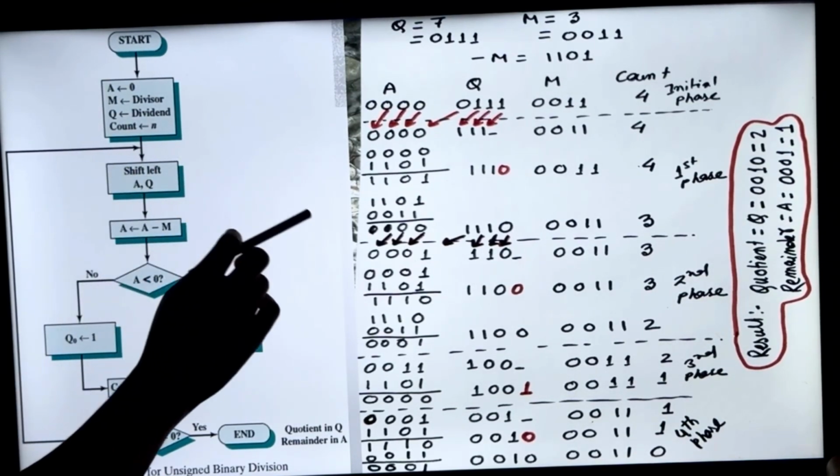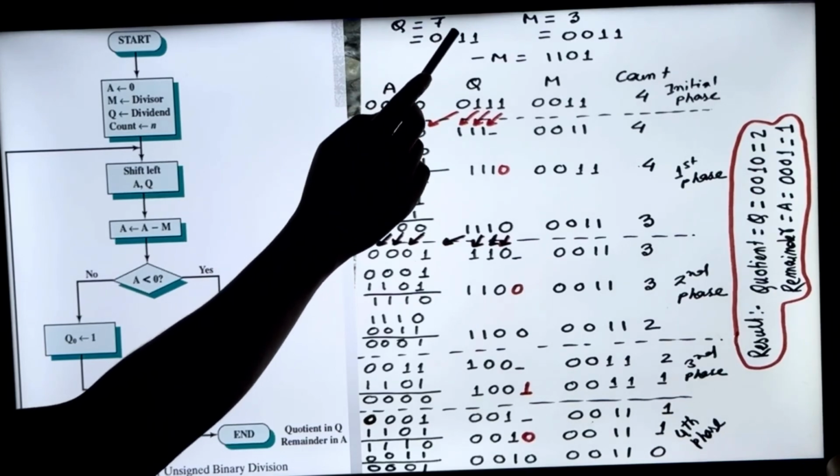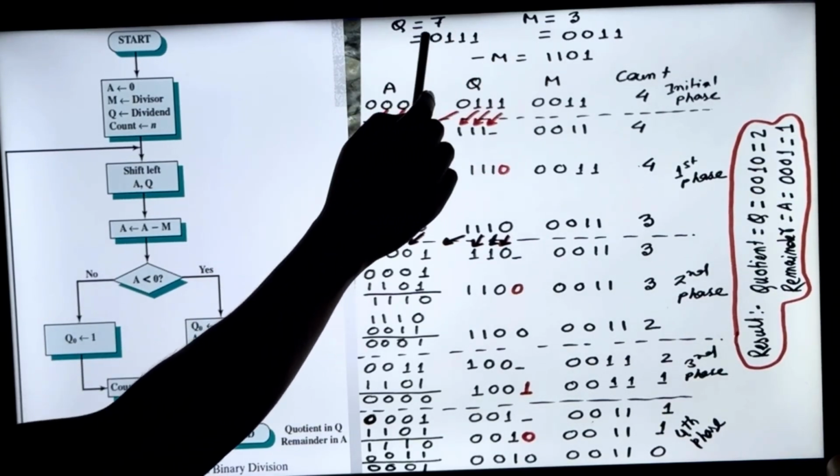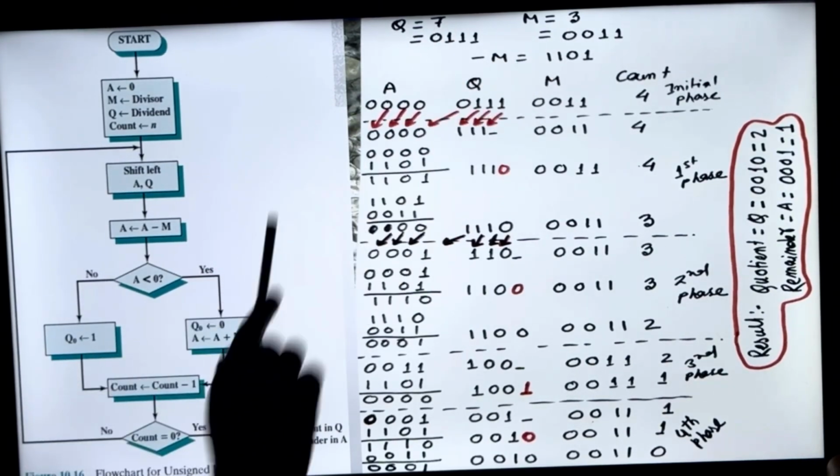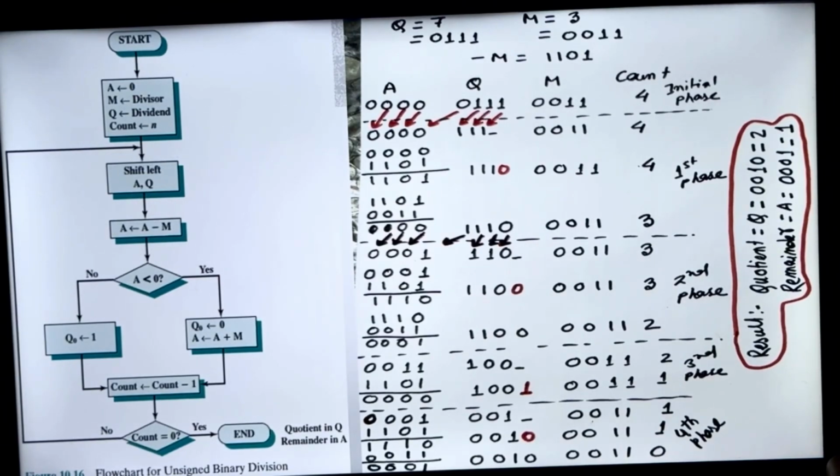Before the flow chart, say I have dividend as 7 and divisor as 3. Q is the dividend and M is the divisor. You have to be careful while selecting these variables. Every time you have to select the dividend in Q and the divisor in M. Unlike multiplication, here you cannot exchange the variables. In multiplication, A into B and B into A is the same, so it does not matter which one is Q and which one is M. But for division, it matters a lot.